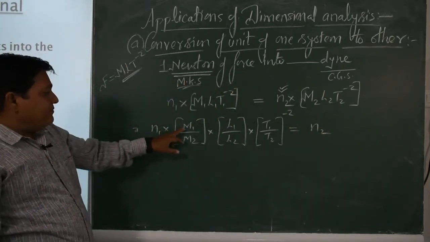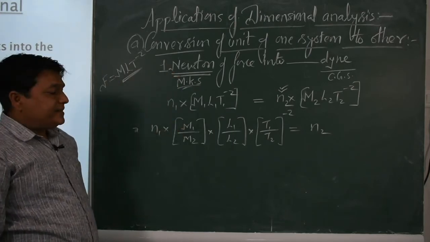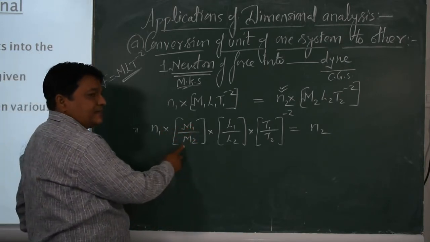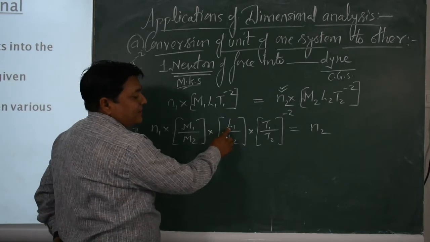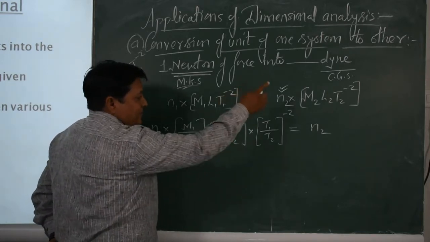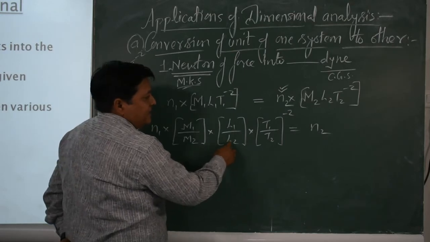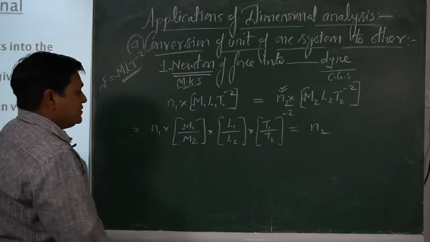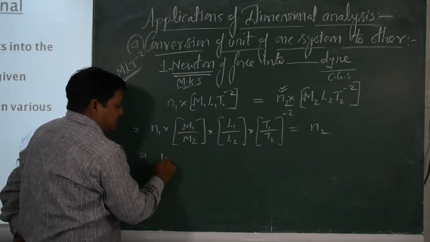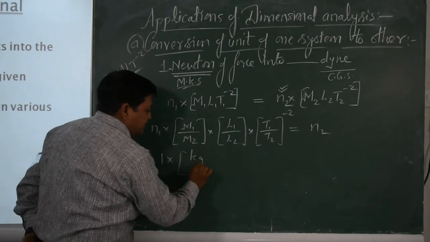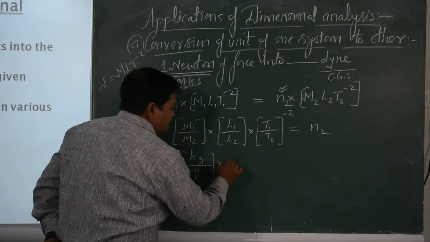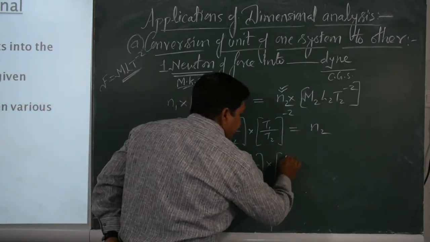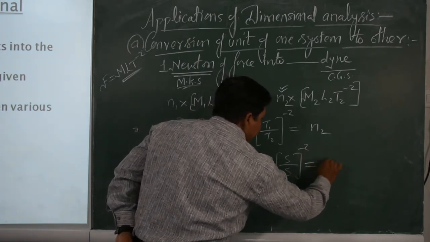Okay. Now for M1, in the MKS system mass is kg, and for the CGS system gram is there. For length, in the MKS system meter is there, for the CGS system centimeter is there. Time is the same in both systems, so we write s for both systems. So we write the units here. n1 is 1 into kg upon gram, meter upon centimeter, second upon second to the whole power minus 2, and it is equal to n2.